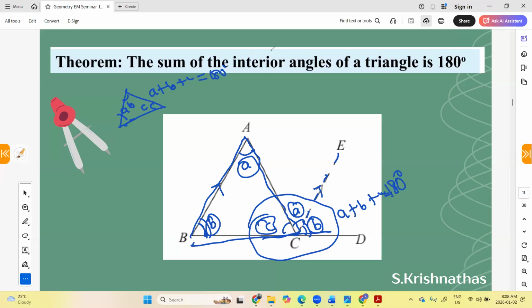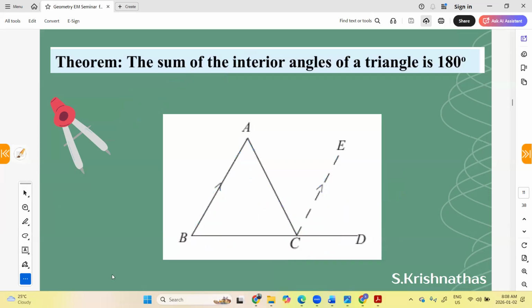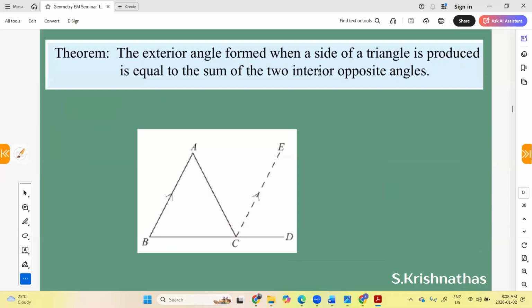Okay, right. We can go to the next thing. Students, I revise everything in grade 10. Okay, right. Right. Next, the exterior angle formed.